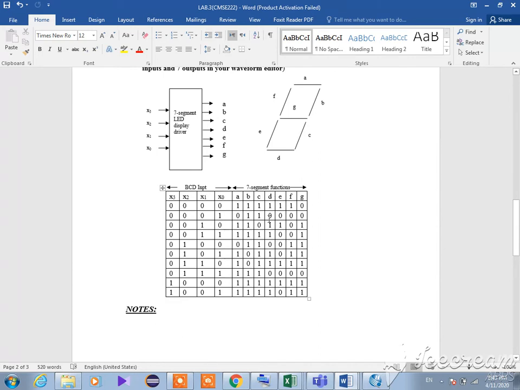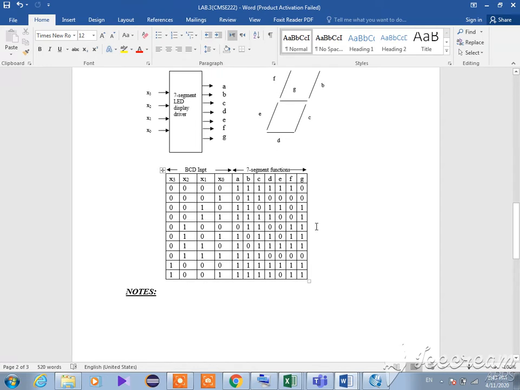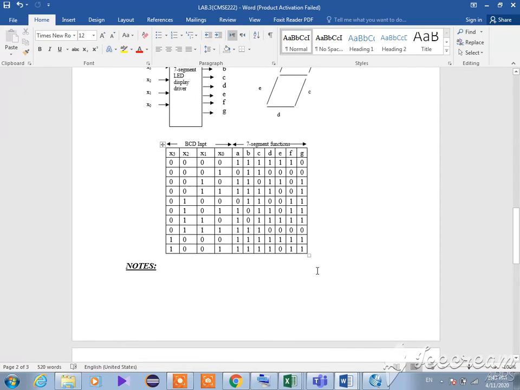Okay, so based on your input, you should design a circuit in such a way that some of these lines will be 0, or some of these lines will be 1, so that the output will be the number that you would like to show with this 7-segment display. Okay, this is the truth table.